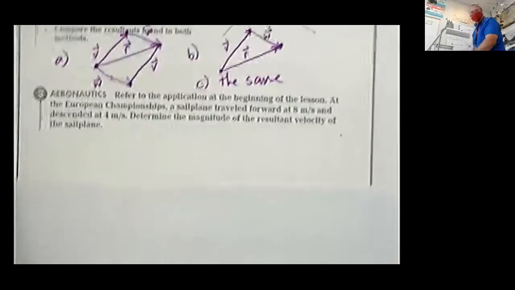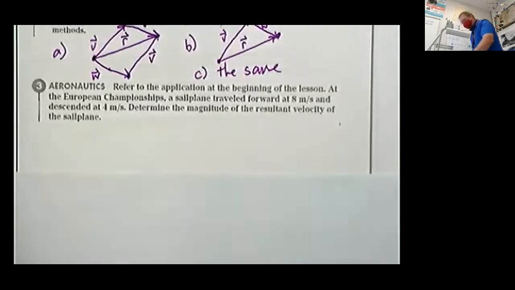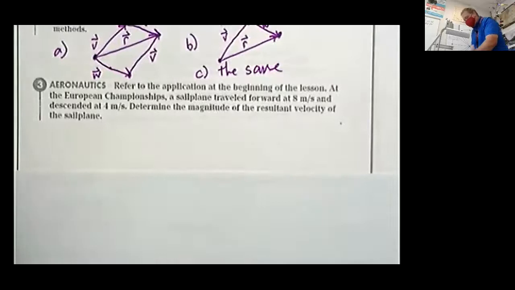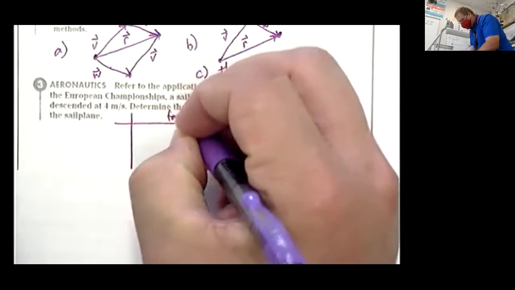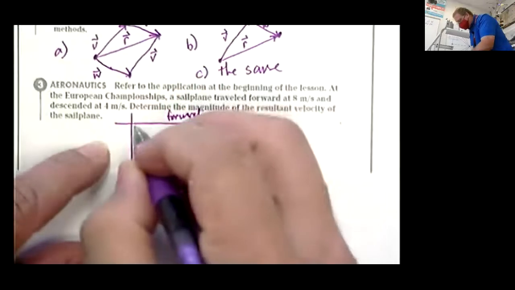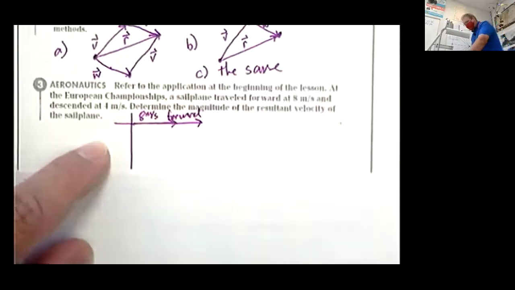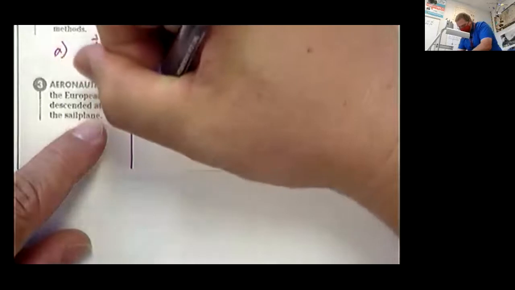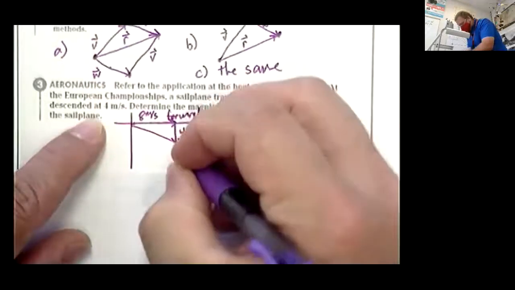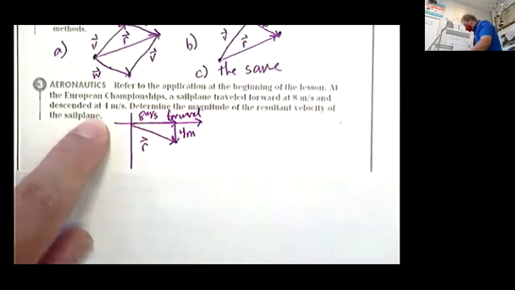How can we use that in our problems? Example 3, you refer to the application at the beginning of the lesson. At the European Championships, a sailplane traveled forward at 8 meters per second and descended at 4 meters per second. So we're going to set up an XY coordinate plane where we're going to assume this way is forward. And we know the sailplane is going forward at 8 meters per second. While it's going forward, it's also descending. Gravity is pulling it back down to the earth at 4 meters per second. That gives a resultant path of the plane as the vector r.